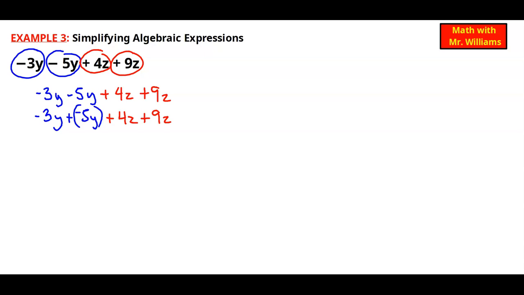All right, so let's go ahead and combine our y's. So we have negative 3 plus a negative 5 will give us a negative 8y. Now let's combine our z's. So we have 4z plus 9z will give us 13z as our final answer.